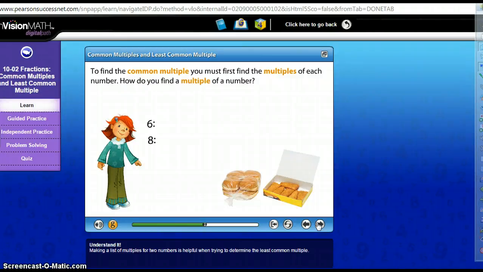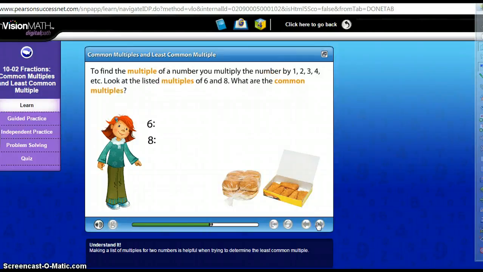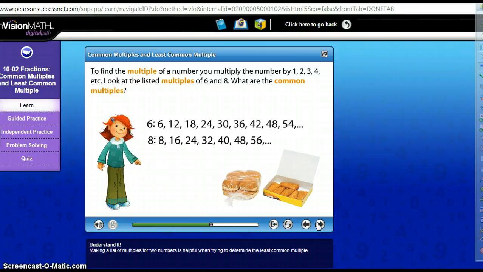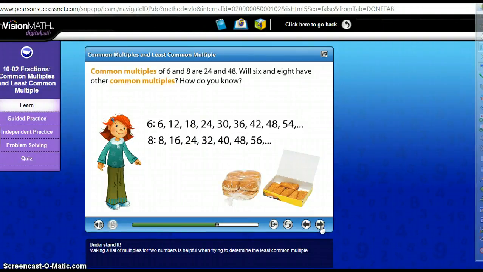So you go through your head and you think 6 times 1 is 6. So 6 is a multiple. 6 times 2 is 12. 12 is a multiple. 6 times 3 is 18. 18 is a multiple. To find the multiple of a number, you multiply the number by 1, 2, 3, 4, etc. Look at the listed multiples of 6 and 8. What are the common multiples? 24 and 48. Common multiples of 6 and 8 are 24 and 48.